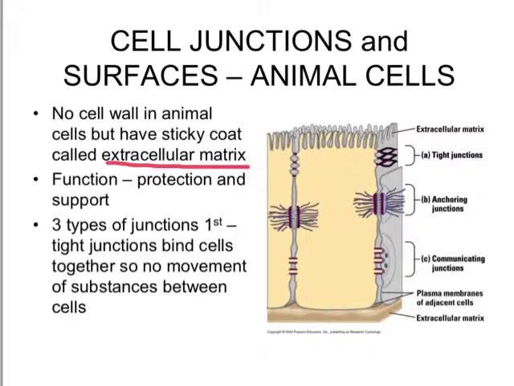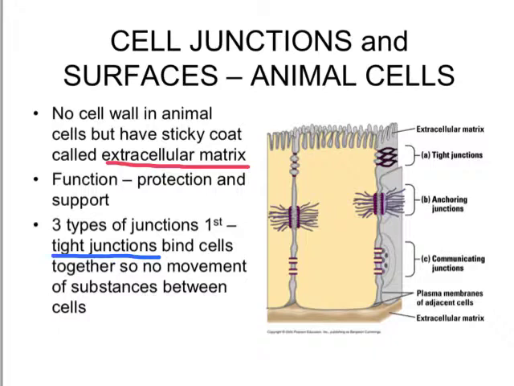The first type is what we call a tight junction, and that's basically going to bind two cells together so that they're anchored together. They're not going to drift apart and move around. And that's important for keeping tissues together so that they function for whatever purpose they're for. And these tight junctions are so tight that no substances can move between the cells at that point where that tight junction is. So it basically is holding those cells tightly together so that they don't move away from each other.